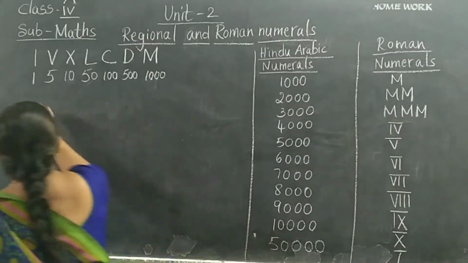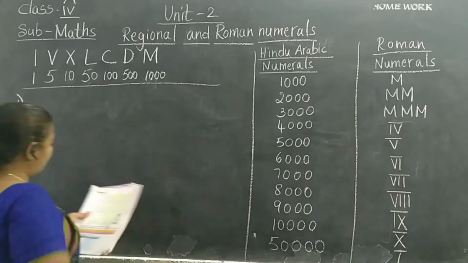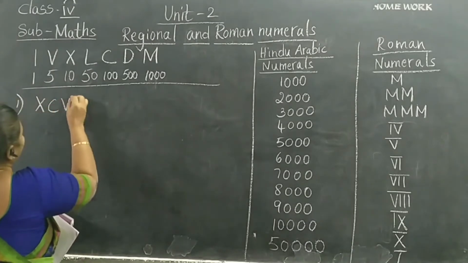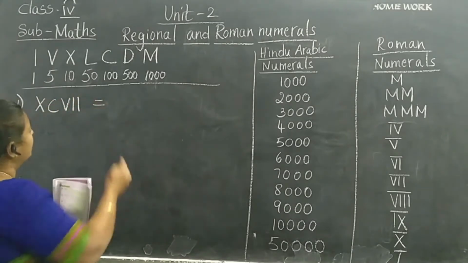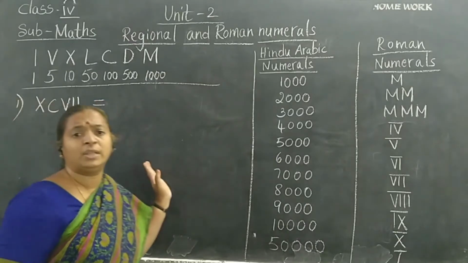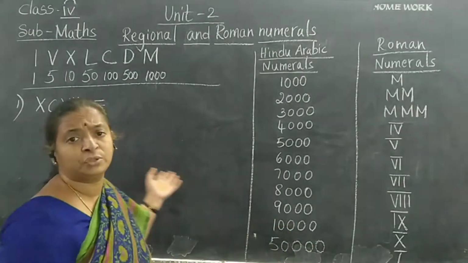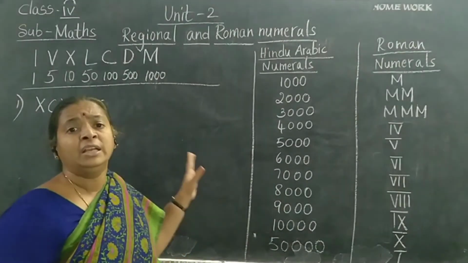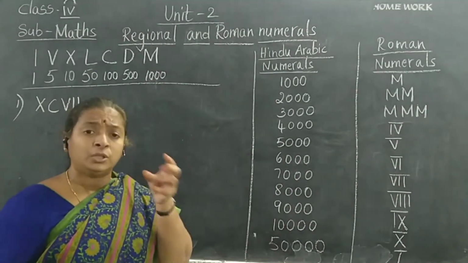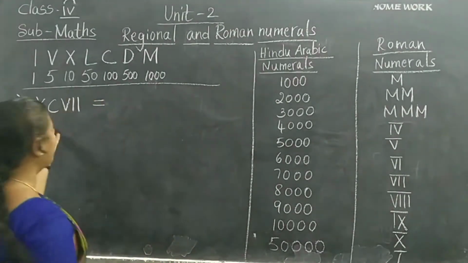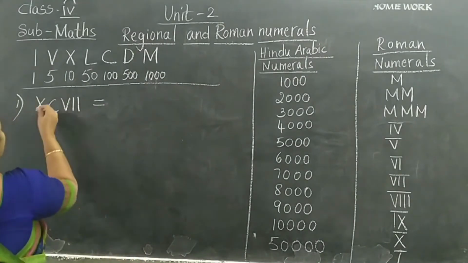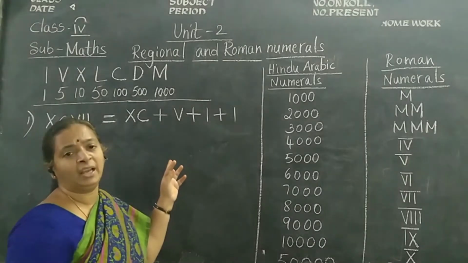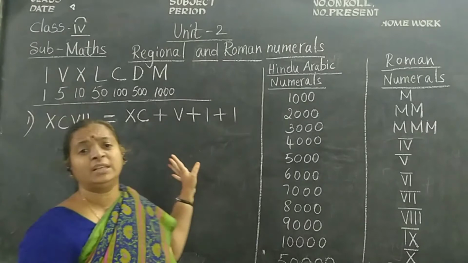See children, the first one. See what they have given: X, C, V and I. They have given Roman numerals, and we should change them into Hindu-Arabic numerals, showing the equivalent value or sum. What is this X? What is the value of X in Hindu-Arabic numerals? 10. With the help of these values, we should do these sums.